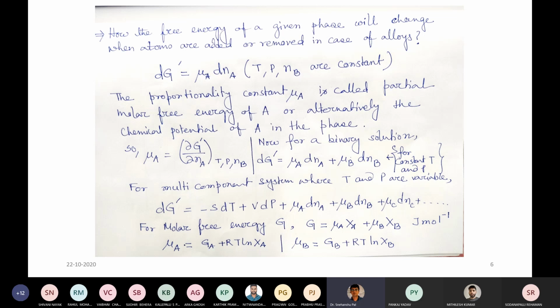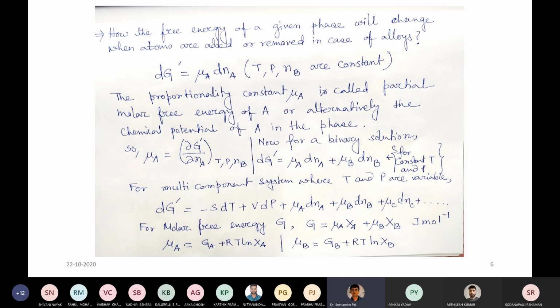It's very simple. What is free energy? Free energy is the available energy of a system to do some work. Now you are adding a small quantity of A incrementally, so the free energy of A will be enhanced with respect to the system, and the overall free energy of the system will be enhanced. So how will it be enhanced? It is directly proportional to the amount of A added.